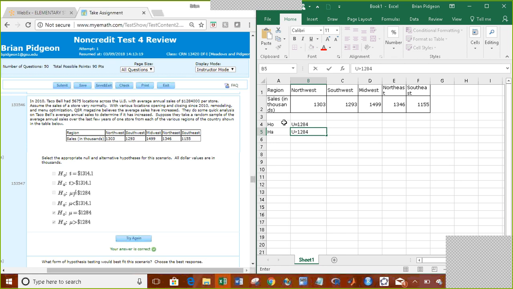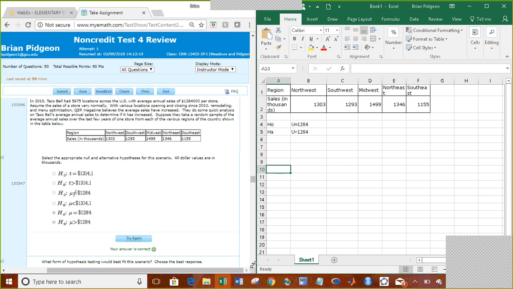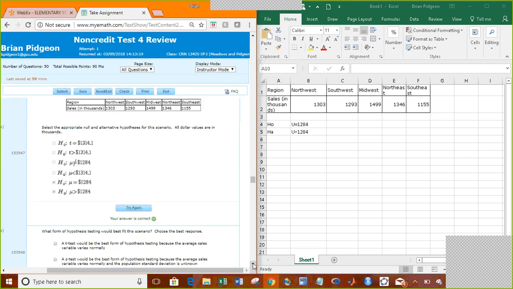Note that it didn't give us anything else in the problem, whereas the other examples gave us a population standard deviation. This, in fact, did not. We're going to make claims entirely based on the sample that we're working with. So, what form of hypothesis testing would fit this scenario? It's giving you the option of z or t, and you have to figure out which one it is. Well, the population standard deviation is not known. That is why we need to use a t-test. And also note that it did say that the population was normal. So the population is normal, but because the population standard deviation is not known, we have to use a t-test.